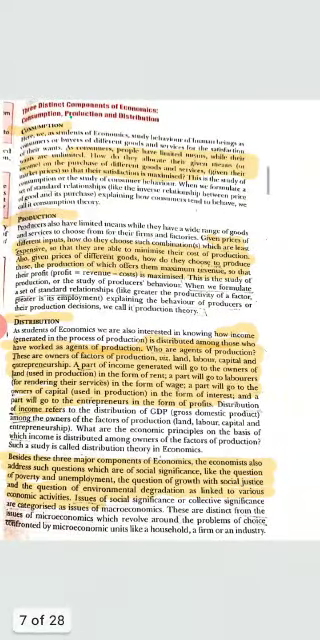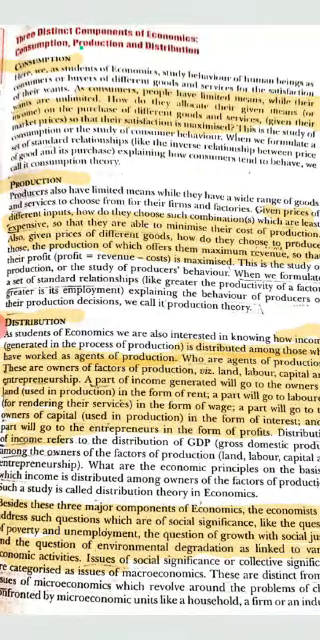Now next is production. Production is related with the behavior of the producer. The producer always tries to maximize his profit and minimize his cost. So producers try to supply more and more if there is an increase in the price in the market, and this leads to generation of employment in the economy, because as production increases, the producer will hire more and more laborers in the production process. So in production we study producer behavior, that he tries to maximize his profit and minimize his cost.